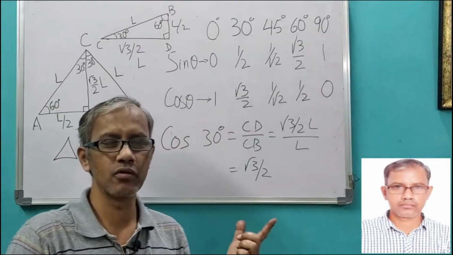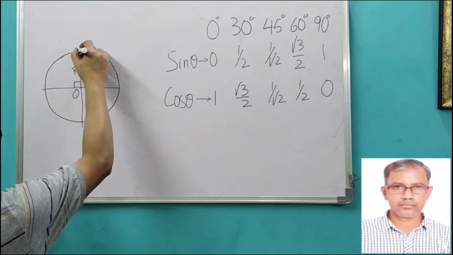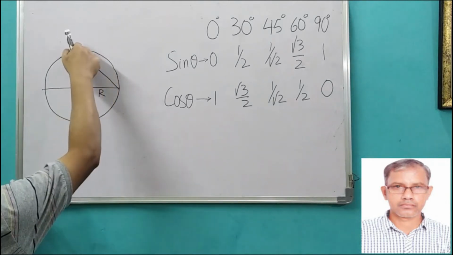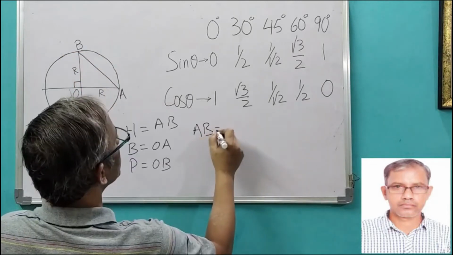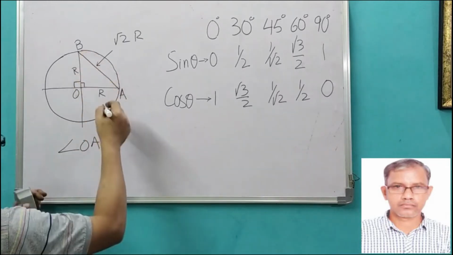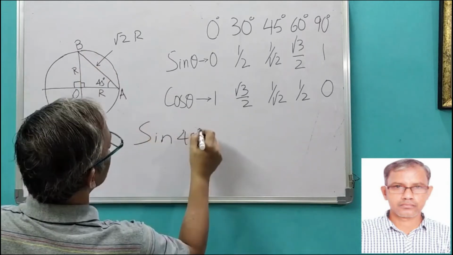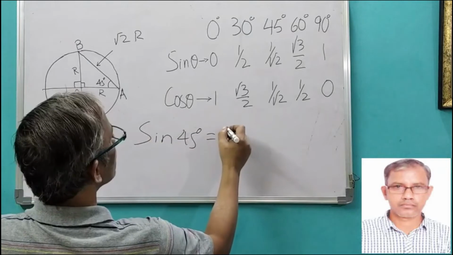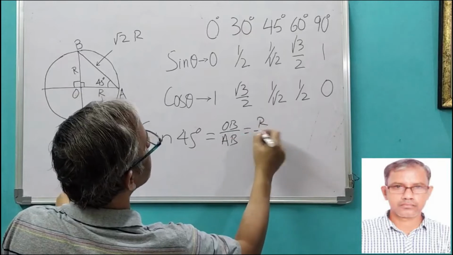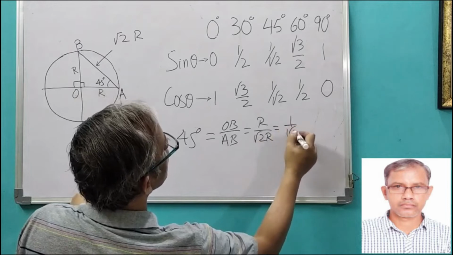Next, let's move on to 45 degrees. This is a circle of radius R. If you make a line connecting the ends of this radius at this place and this place, AB is given by root 2 R. These two angles must be equal and each angle is 45 degrees. Sine of 45 degrees: P is what? OB. H is AB. That gives OB is R and the hypotenuse is root 2 R. So the value becomes 1 by root 2.